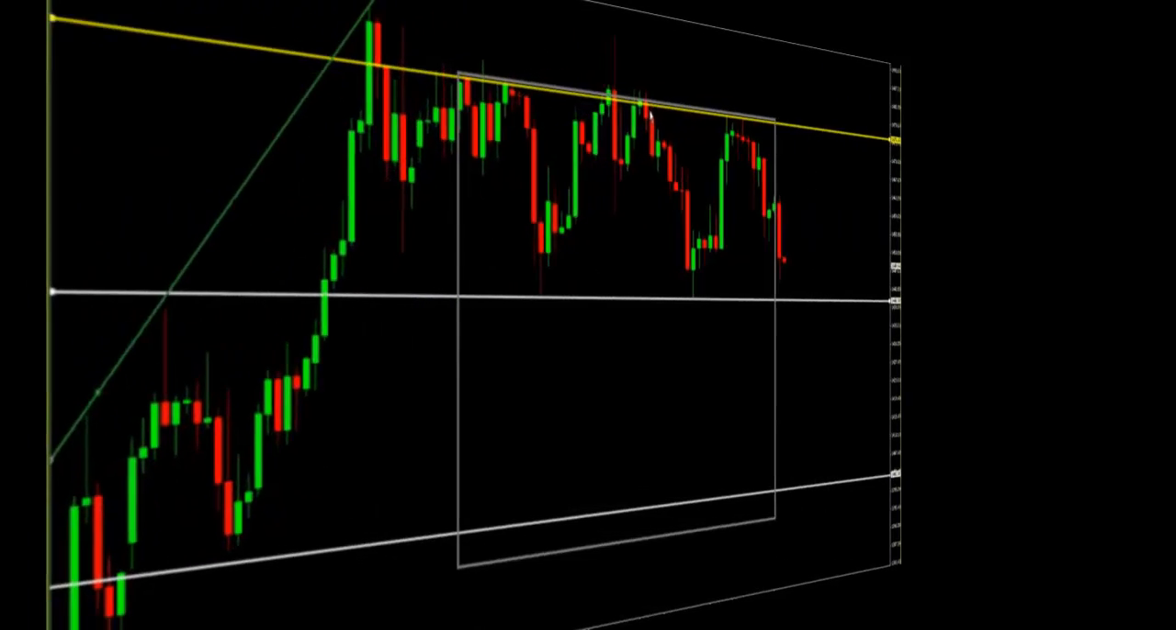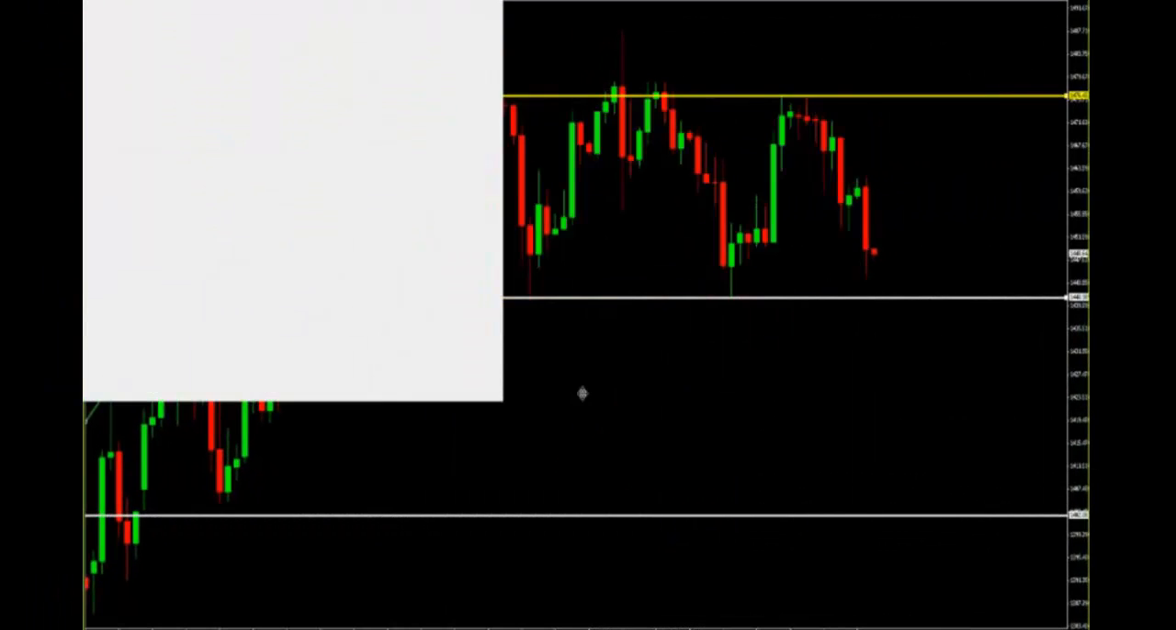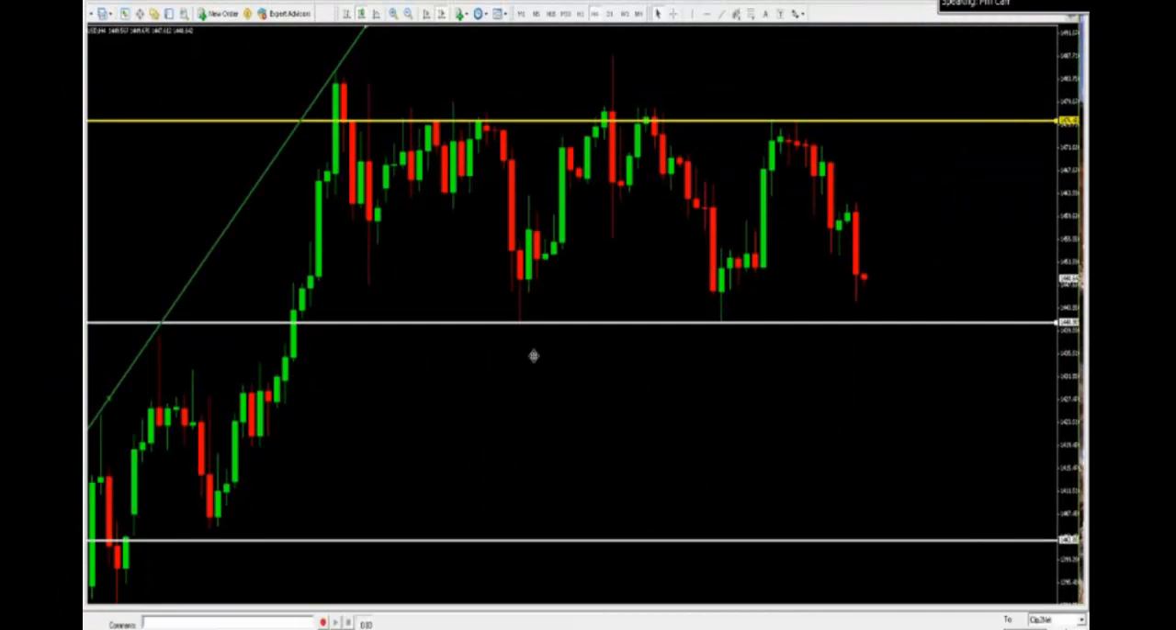First market we're going to take a look at is gold. So gold has been very interesting. At the moment we are just consolidating sideways. You can see the $1,440 an ounce level providing support at the moment.